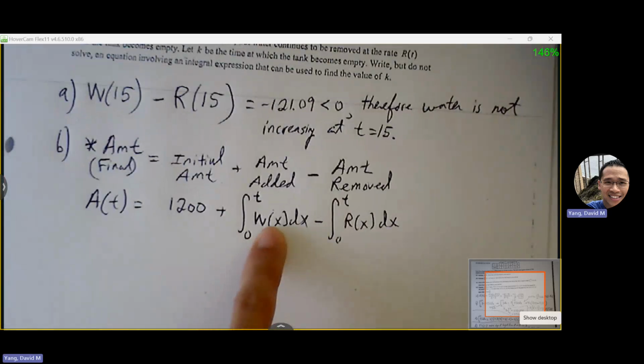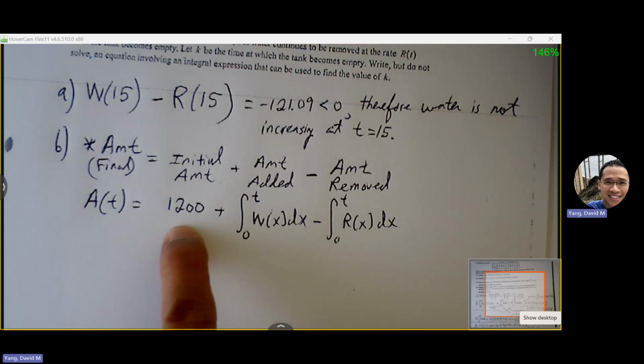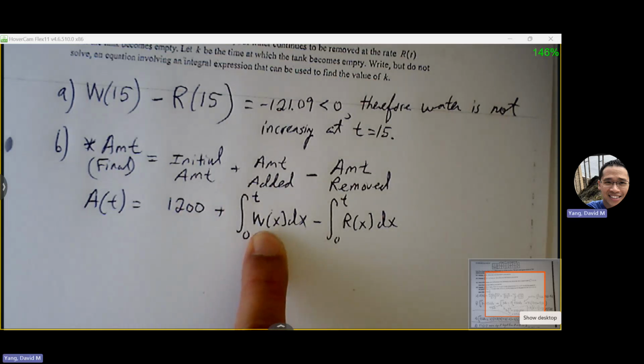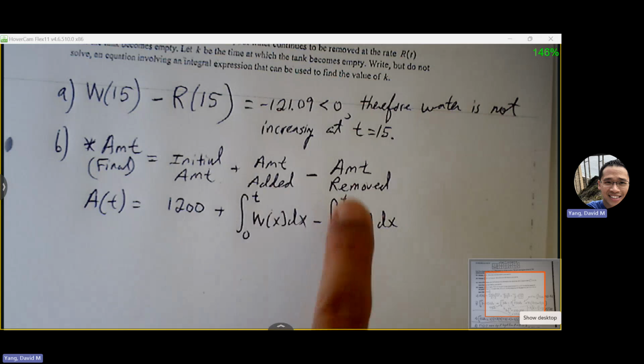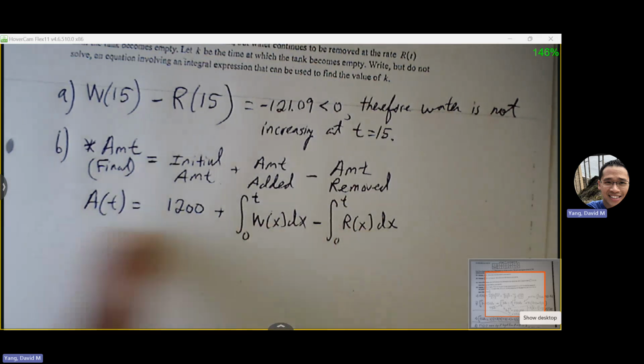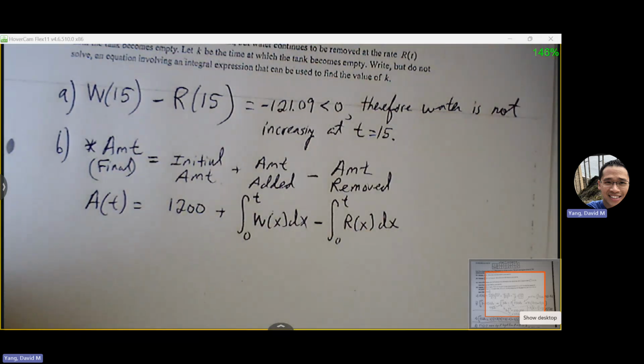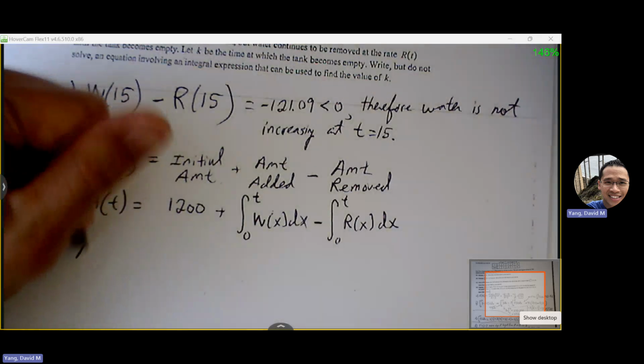We know that the integral of w will give us the accumulation of our rate, so everything will be in terms of gallons now. So this is the initial amount of gallons, the amount of gallons added, and then the amount of gallons removed. Okay, so that's the general formula, but what I want is how many gallons at the 18th hour. So I'll do A of 18.